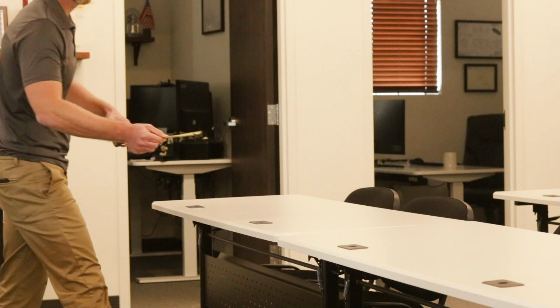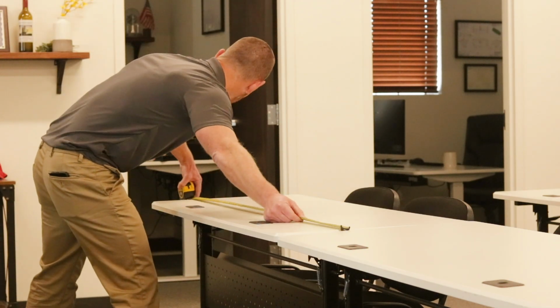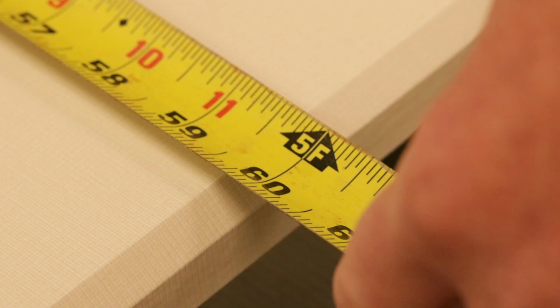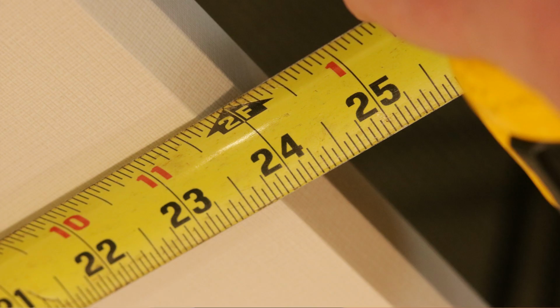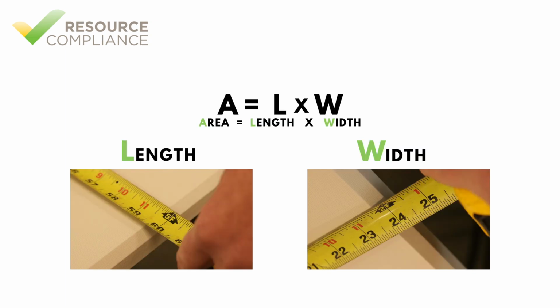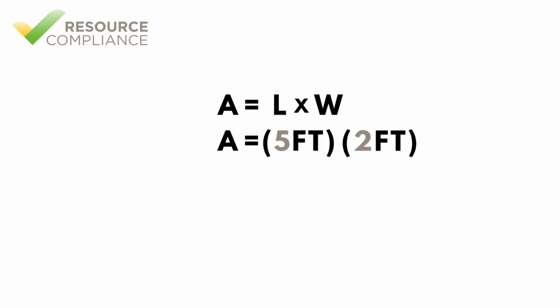Area is the number of square units that can fit within a two-dimensional or flat space. To find the area of a two-dimensional square or rectangular surface, one must first measure the length of each side. Once we have these measurements, we can use the formula A equals L times W to calculate the area of the surface. In the case of this table, the length is 5 feet and the width is 2 feet, so the area is 10 square feet.